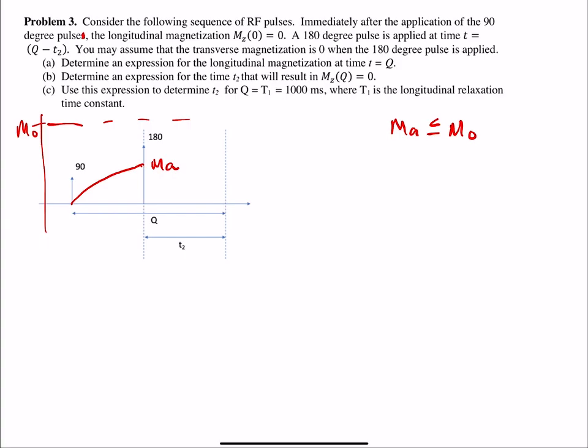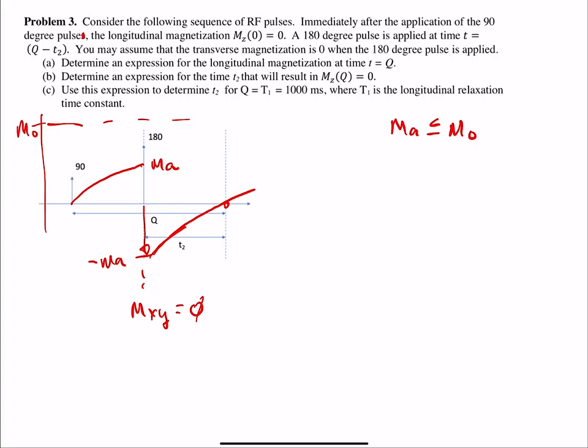It then says you may assume the transverse magnetization is 0 when the 180-degree pulse is applied. That's all this is saying: at this point, mxy is equal to 0. So all we have to do is consider the m sub z component, which is not full m naught, it's only m sub a. The 180-degree pulse flips it down to minus m sub a, and then it's going to recover. You're trying to get the timing right so that at this point it goes through 0.